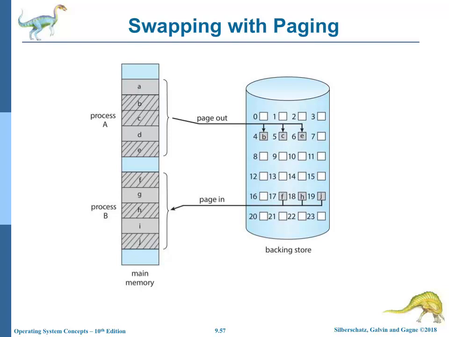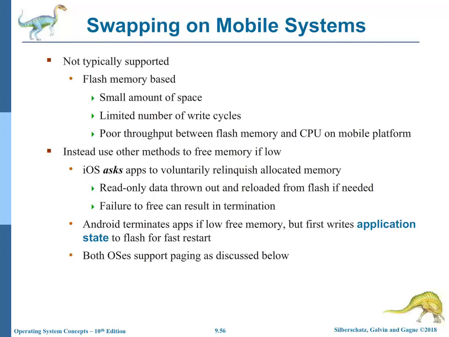A page out operation moves a page from memory to the backing store. The reverse process is known as a page in. Swapping with paging is illustrated in this figure, where a subset of pages for processes A and B are being paged out and paged in respectively. Most operating systems for PCs and servers support swapping pages.